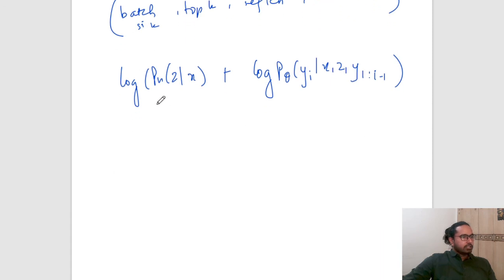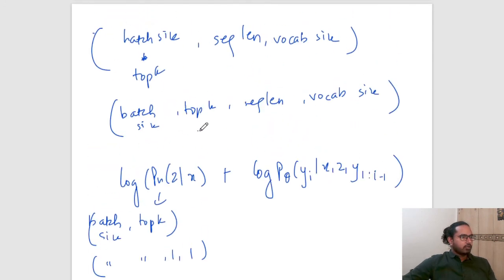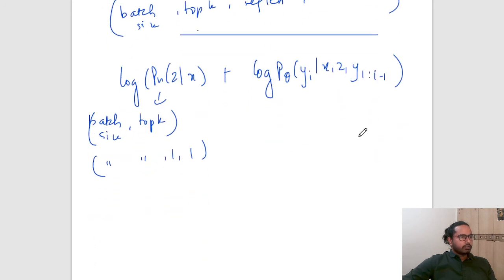All right, so this is something that we get from a retriever, and it is of the shape batch size comma top k, but we reshape it to batch size comma top k comma 1, and this is already of the shape here. We add both of them and we get a tensor of shape batch size comma top k comma sequence length comma vocab size.